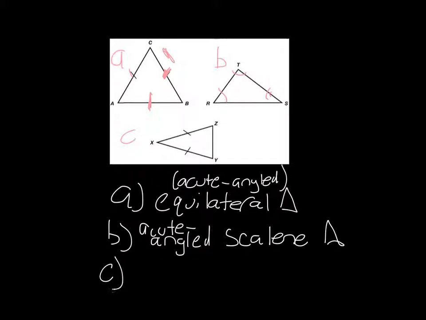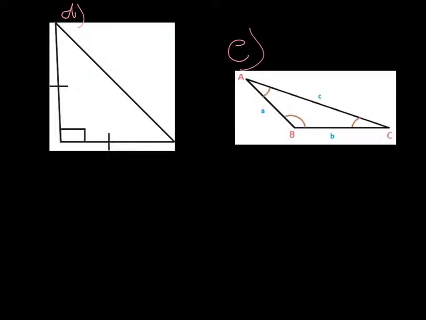And similarly, in the last one, there are two sides that are equal. However, all angles here are acute, so it would be an acute angled, and the name we give to a triangle with two sides equal is an isosceles triangle. Okay, so I'll just do a couple more examples and then we're done. Alright, so let's have a go at these ones here.